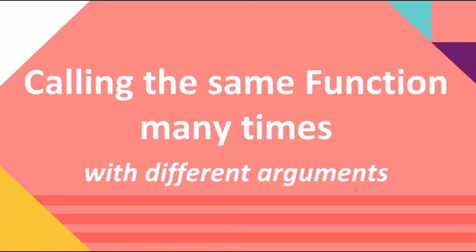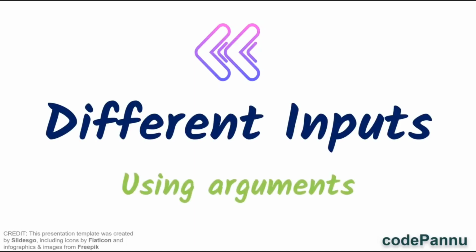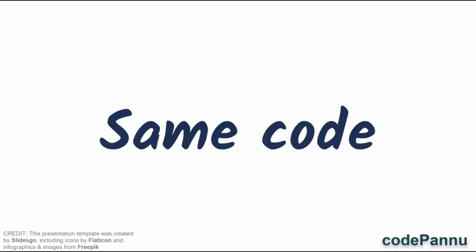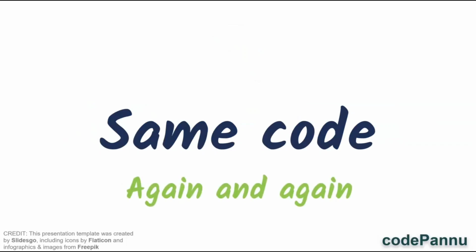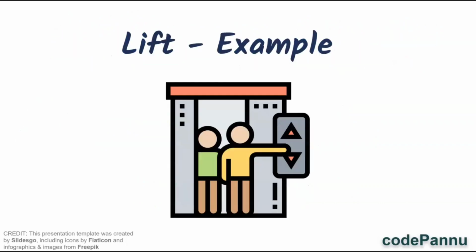Calling the same function many times with different arguments. Hi! In the previous video, we saw how to give different inputs using arguments. So, we ran the code again and again, and every time we ran the code, we gave different input. Remember? Let us compare this with our favorite lift example again.